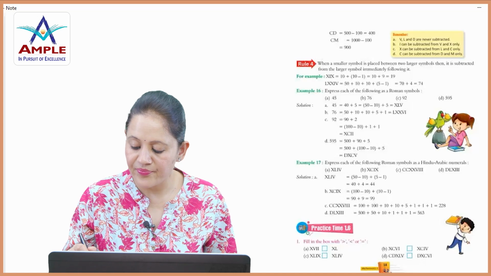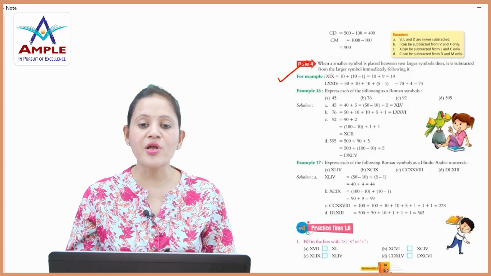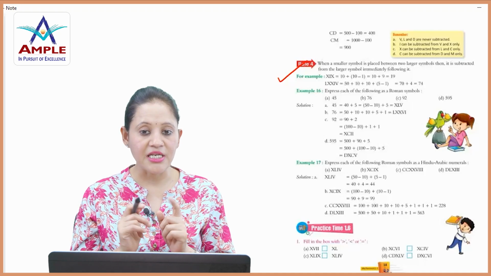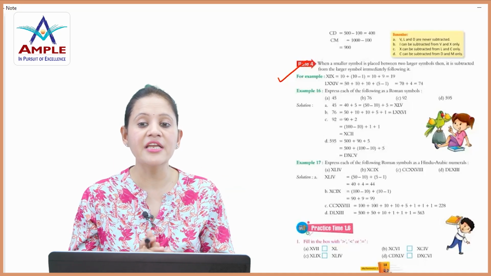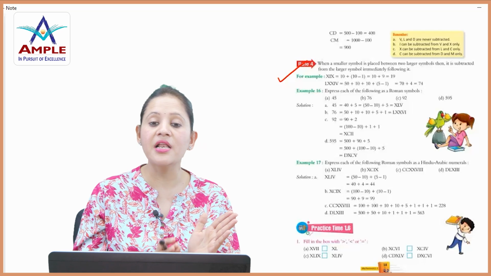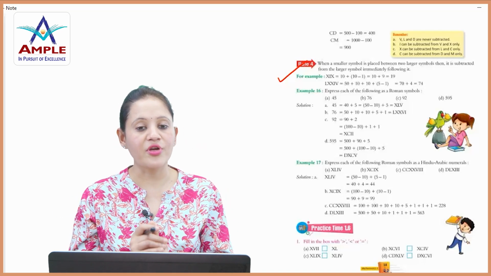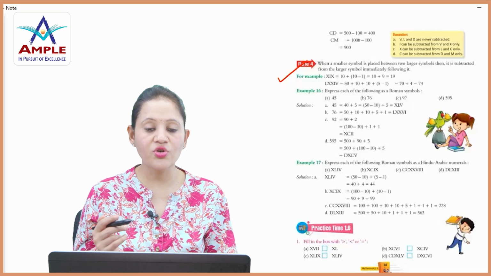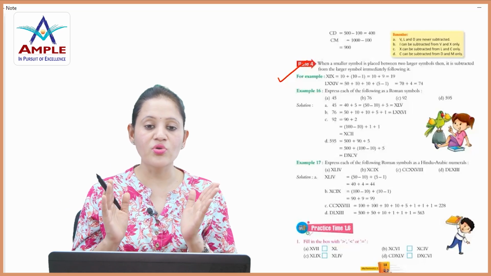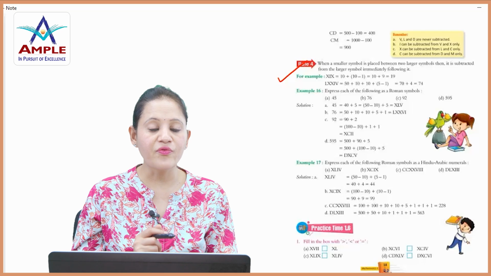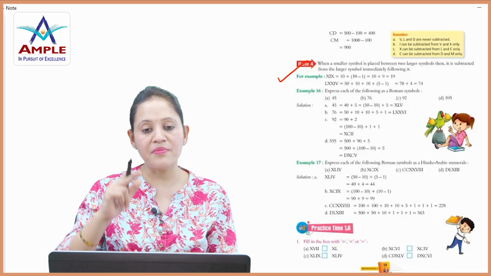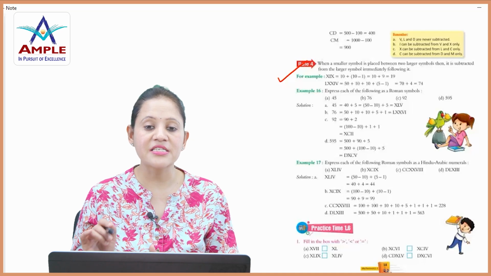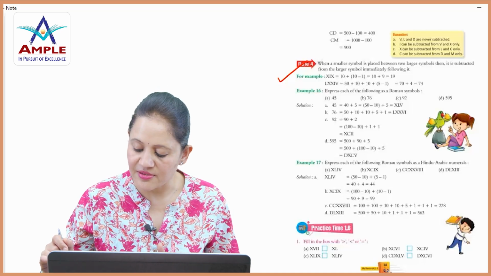Rule number 4. When the smaller symbol is placed between two larger symbols, then it is subtracted from the larger symbol immediately following it. Like for example, XIX. So the smaller symbol I is between two larger symbols X and X. So the value will be subtracted from the symbol that is next to it. So, 10 plus 10 minus 1, that is equal to 19.